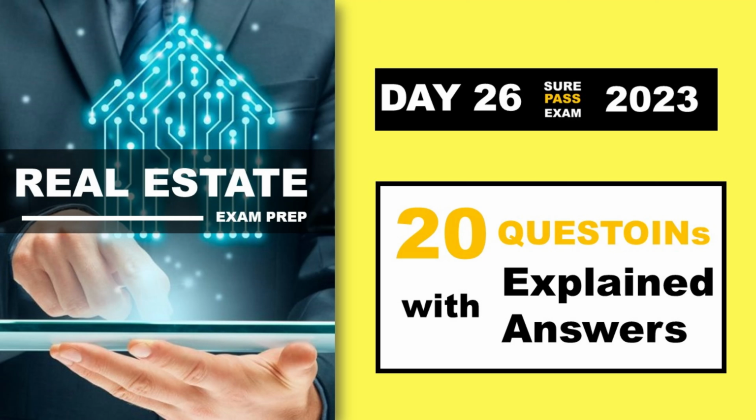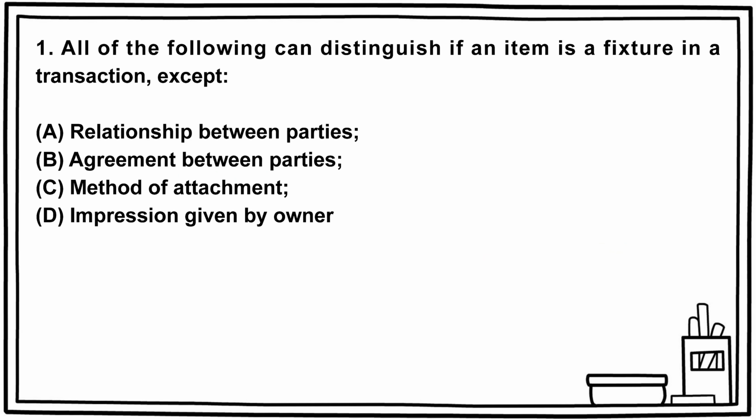Let's start now. 1. All of the following can distinguish if an item is a fixture in a transaction, except A. Relationship between parties. B. Agreement between parties. C. Method of attachment. D. Impression given by owner.